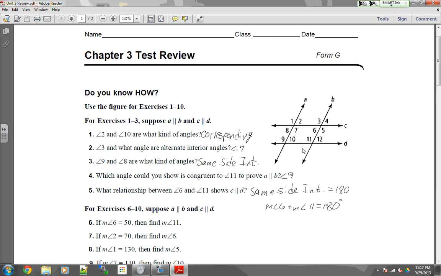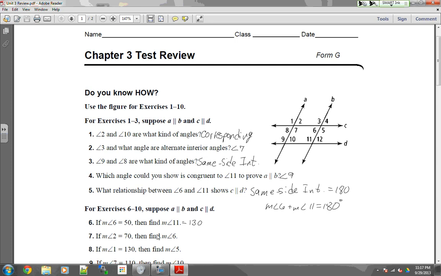All right. So let's go down here to 6 now. So for exercises 6 through 10, suppose A and B and C and D are parallel. So if the measure of angle 6 is 50, then find the measure of 11. Well, we just said it, they have to equal 180. So the measure of angle 6 is 50 plus what is 180? So the measure of 11 would have to be 130 degrees, because 130 plus 50 gives you the 180.